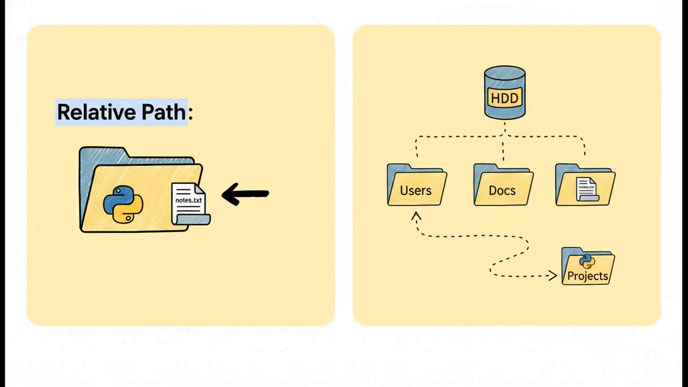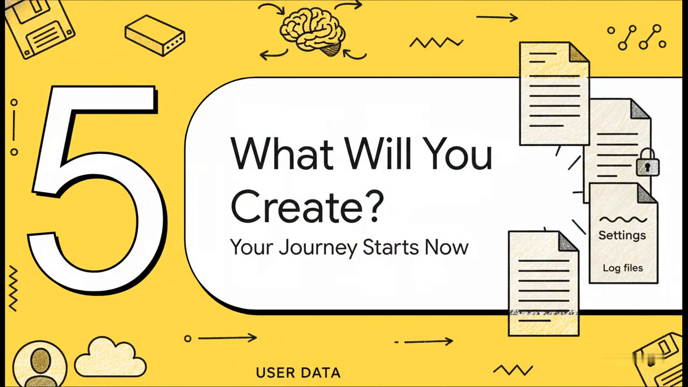Okay, one quick but really, really important point. When we just use a file name like notes.txt, Python assumes that file is in the exact same folder as your script. That's called a relative path. It's simple, it's easy, but if your file lives somewhere else, like in your documents folder or on your desktop, you have to give Python the full address, the absolute path, starting all the way from the root of your computer's hard drive.